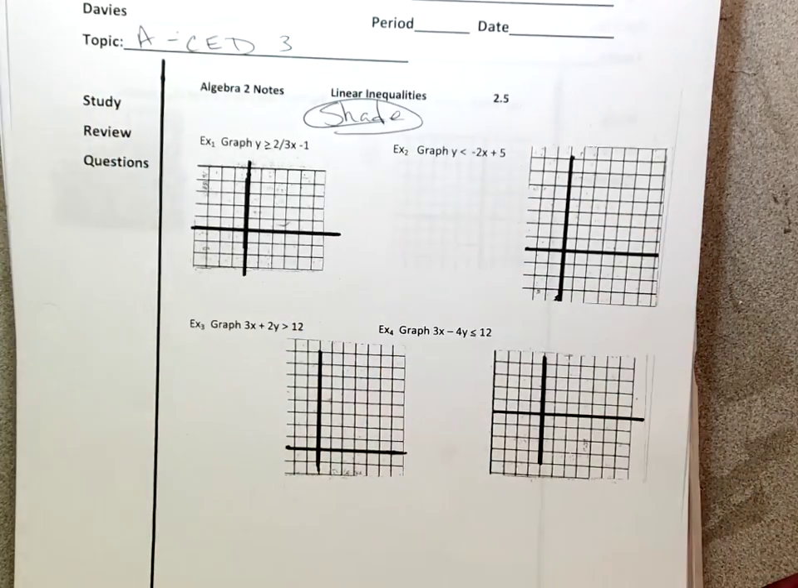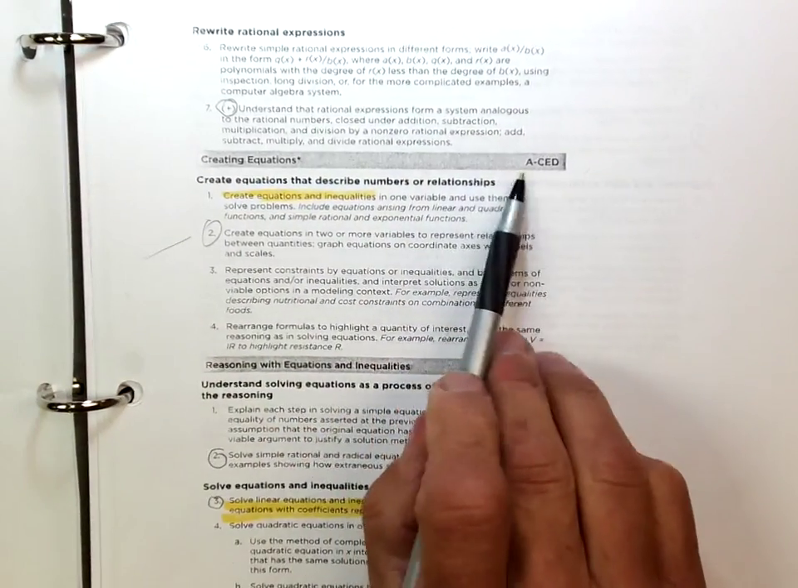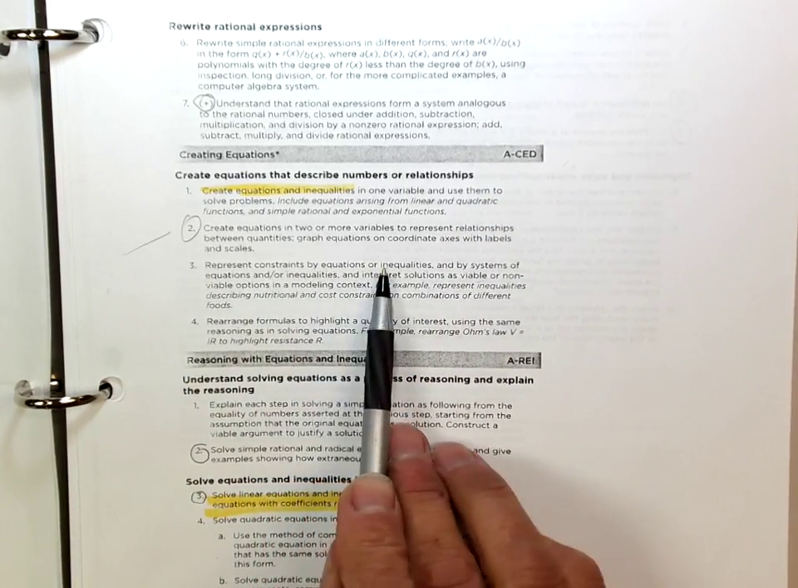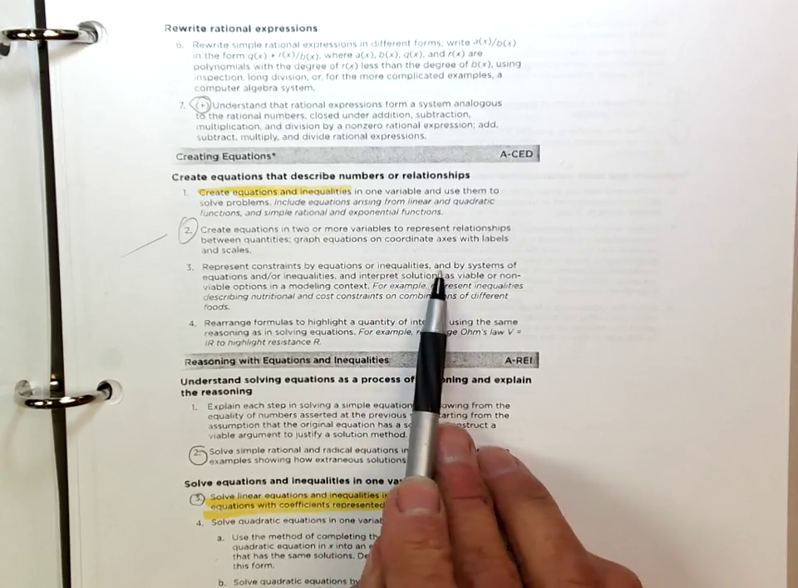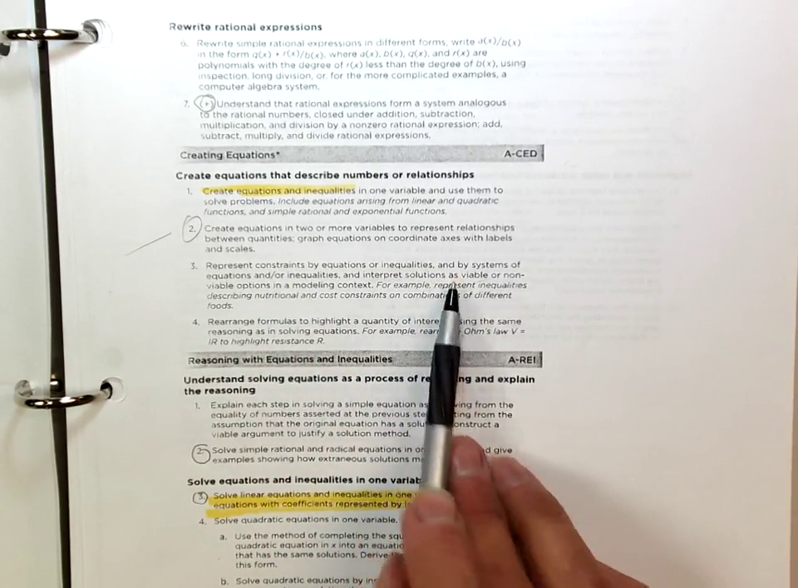Well, let's find out, okay? Common Core, what's the Common Core lesson? Give me a second to find it. Here it is. A-CED3 says represent constraints by equations or inequalities and by systems of equations or inequalities, okay? To interpret solutions. That's what we want to do today.